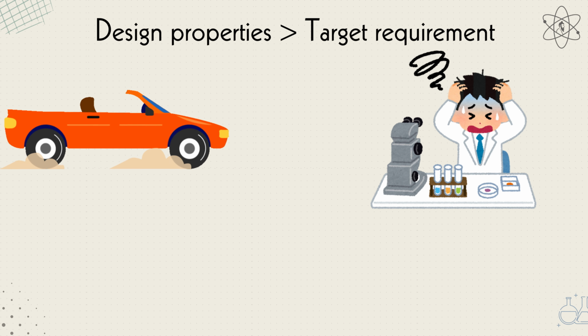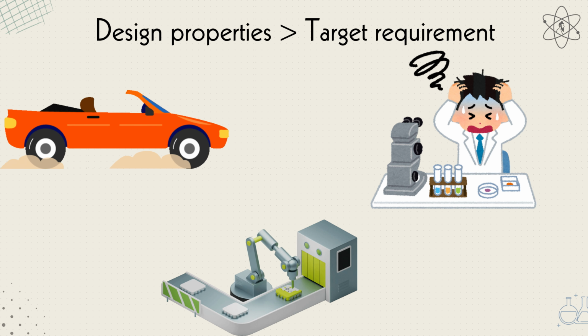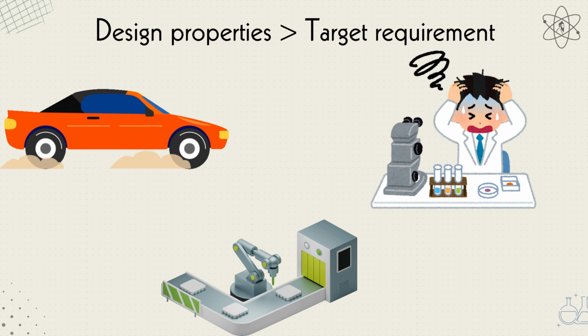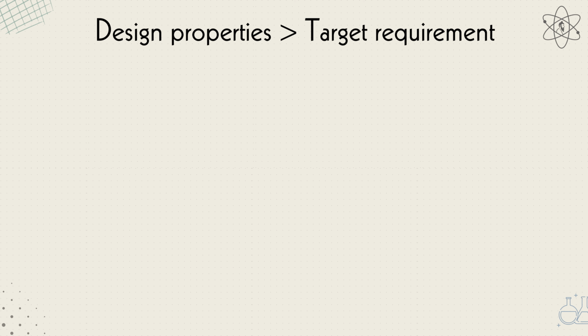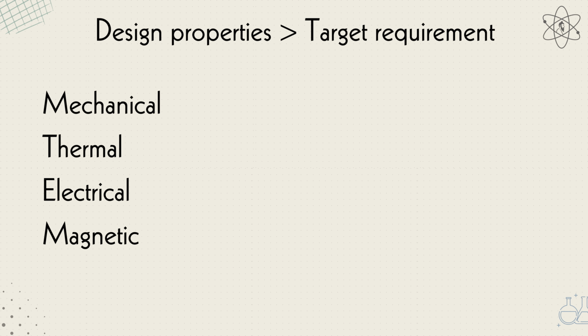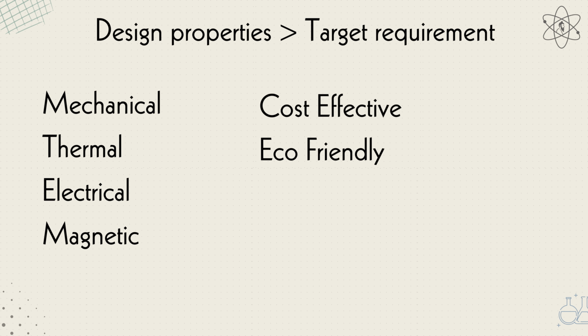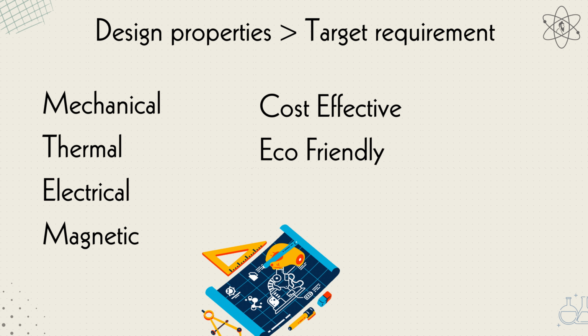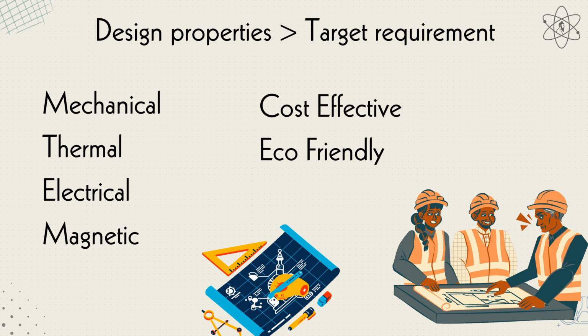The right material is selected because it not only meets this performance target but is also compatible with the manufacturing process needed to shape, join, and finish the final product. Materials must meet mechanical, thermal, electrical, and magnetic needs while staying cost effective and eco-friendly. Choosing the right one ensures performance and process compatibility. With over 160,000 options, smart selection is key to good design.